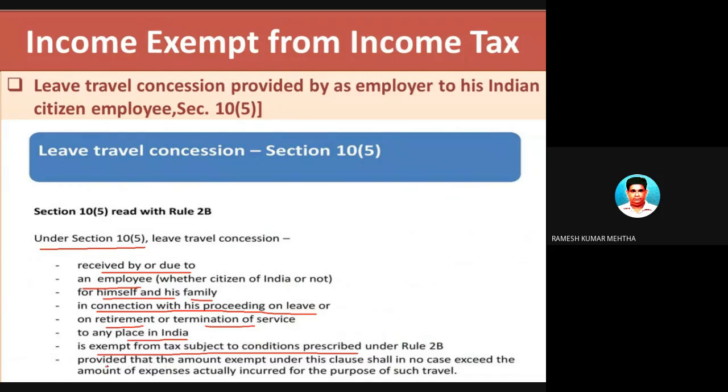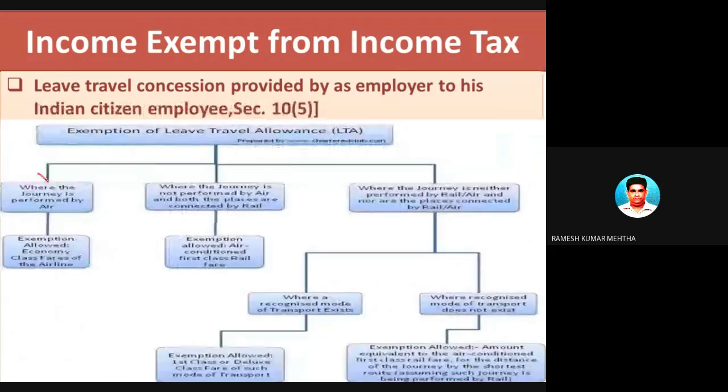Let's look at the provisions. Provided that the amount exempted under this clause shall in no case exceed the amount of expenses actually incurred for such travel. The provisions are: number one, where the journey is performed by air; number two, where the journey is not performed by air and both the places are connected by rail; number three, where the journey is neither performed by rail nor by air and nor are the places connected by rail and air.